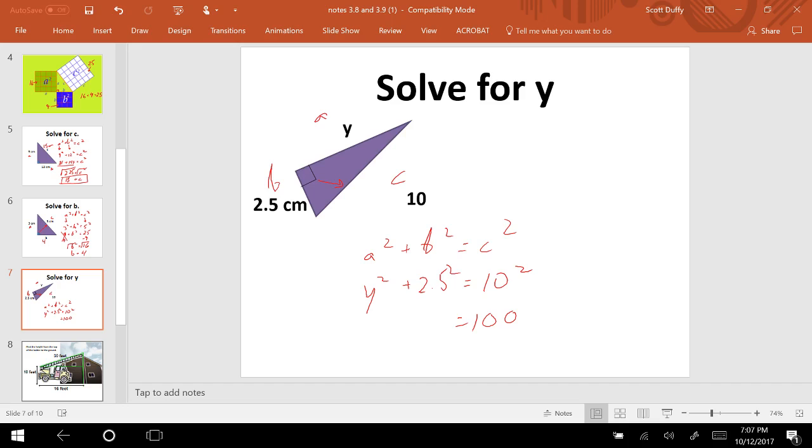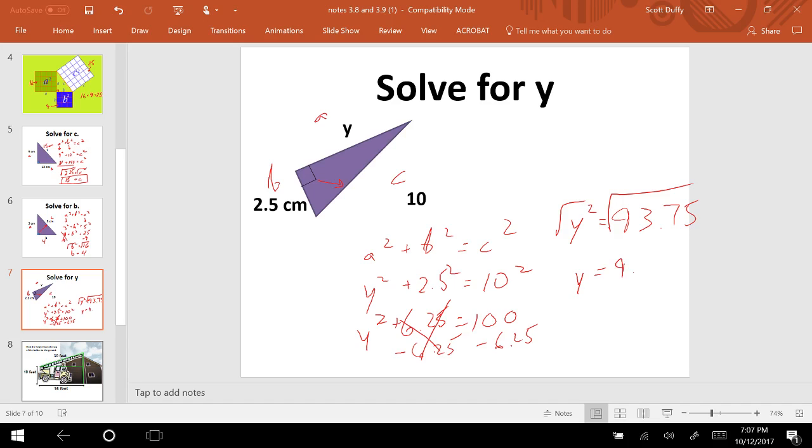Now 2.5 squared is 6.25, and then we still have this y squared. What I'm going to do is subtract 6.25 from both sides, so it cancels off, and I have to move over. Y squared equals 100 minus 6.25, which is 93.75. Take the square root of both of those, and you get y equals 9.68 centimeters.